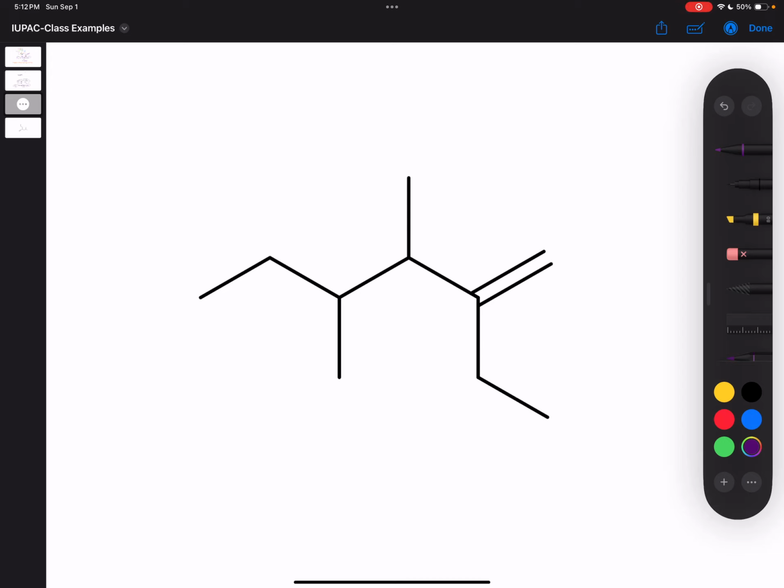Okay, here's another problem from my try-it slides from class. So this one is also more straightforward because we don't have complex naming. We can use common names. So let's take a look at it.